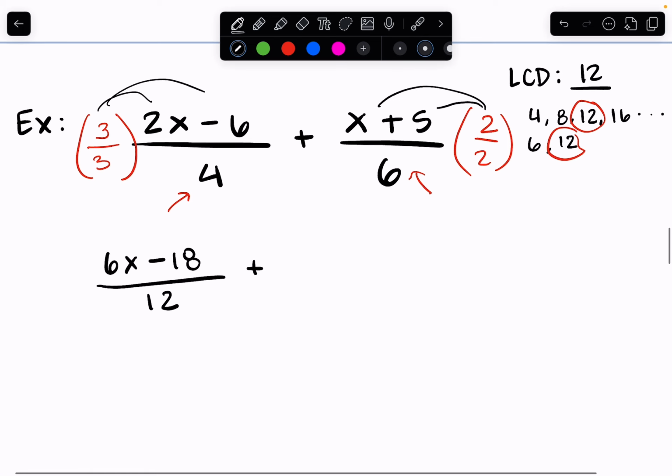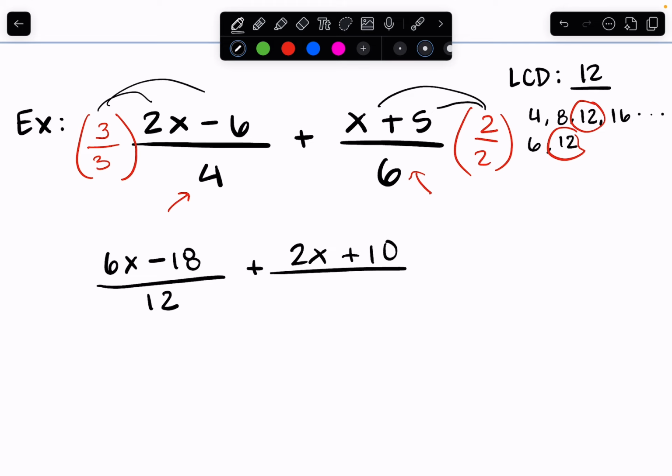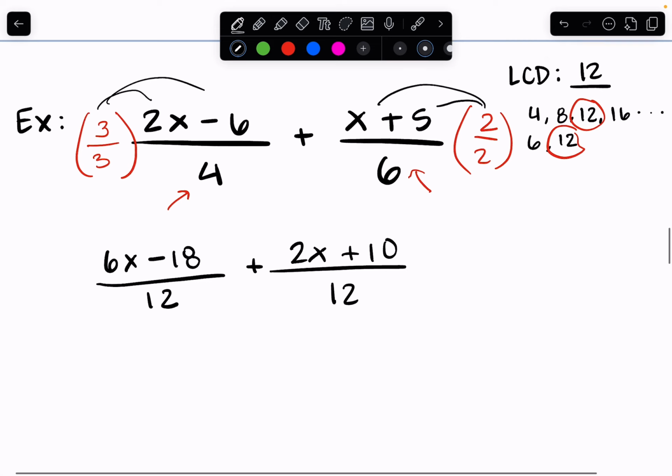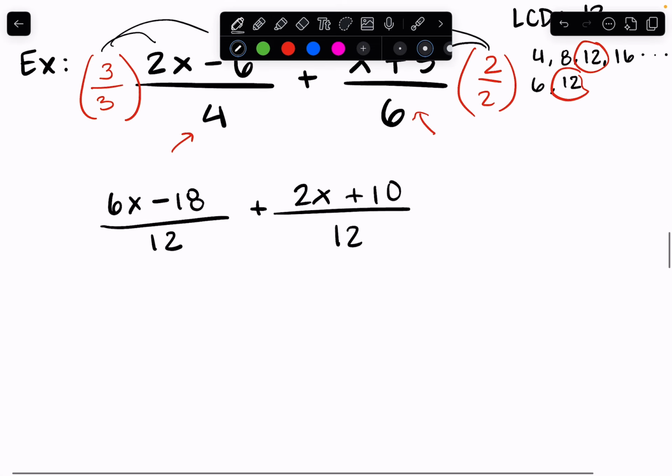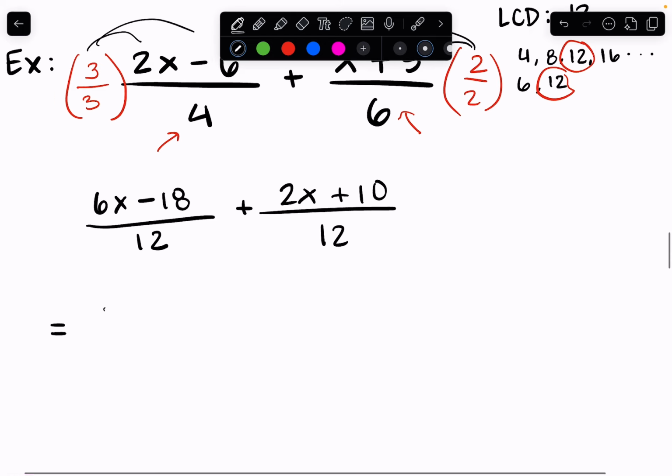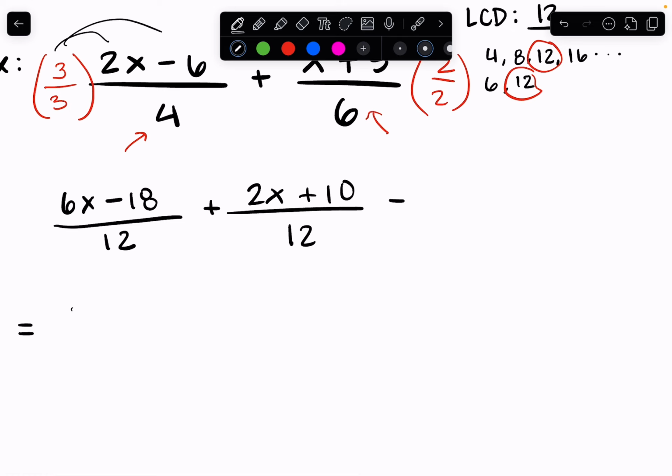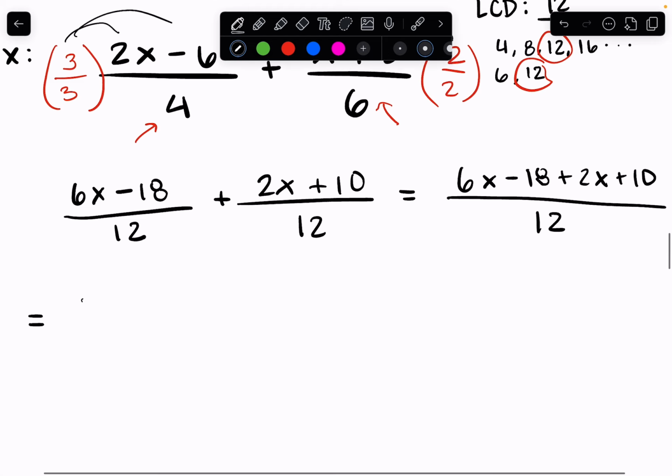Second fraction, 2 times x is 2x, 2 times 5 is 10, all over 6 times 2, which is 12. All right, and now you're going to go ahead and combine the numerators. If you want to simplify straight across, you can, or if you want to put it into one big fraction, that also is fine. So if you do that, this is what you're going to have. All right, and then you can go ahead and simplify.